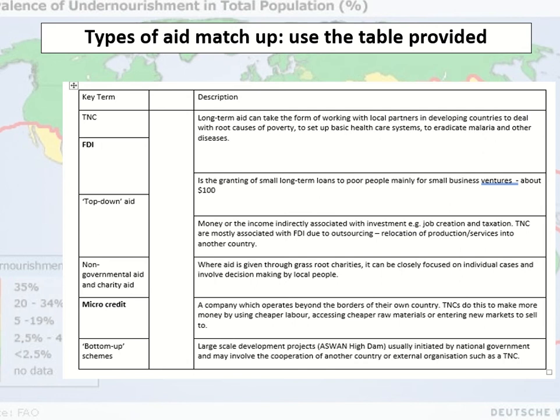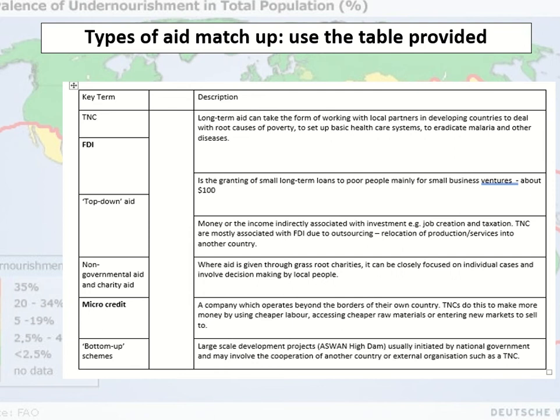So pause the screen, get this table from 365, and match up correctly the key terms: TNC, FDI, top down, non-governmental aid, microcredit, and bottom up. Okay, try and put those together. When you're ready, unpause the screen and I'll go through the answers for you.